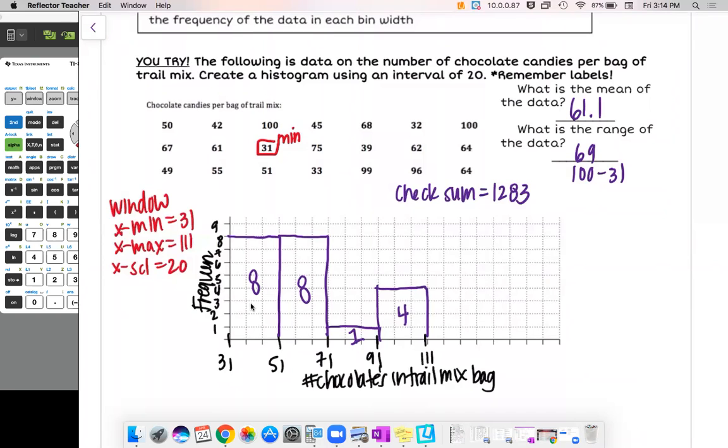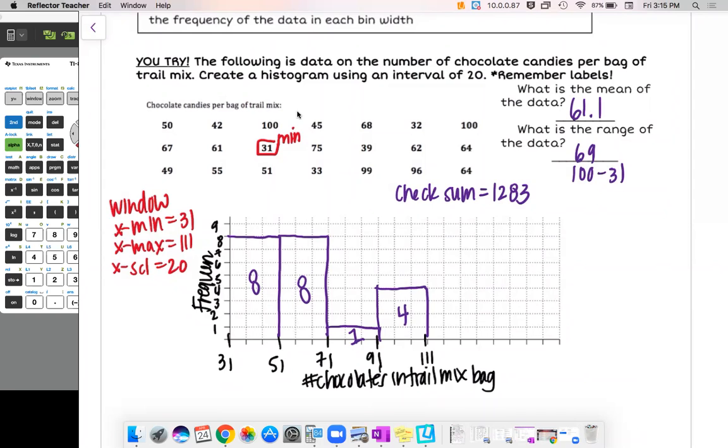You should have had 8 that were between 31 and 51. So 8 bags had 31 to 51 pieces of chocolate. 8 bags had 51 to 71. 1 bag had 71 to 91. And then 4 bags had 91 to 111. And then you go through the same process. You should have gotten your mean to be 61.1. You should have gotten your range to be 69, because if you do 100 minus 31, you get left with 69.